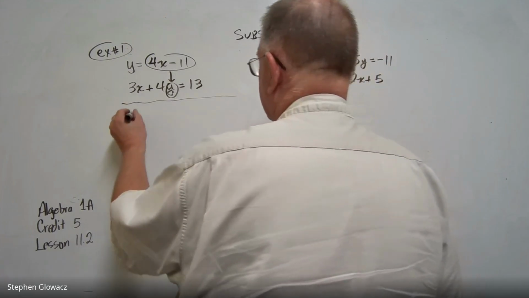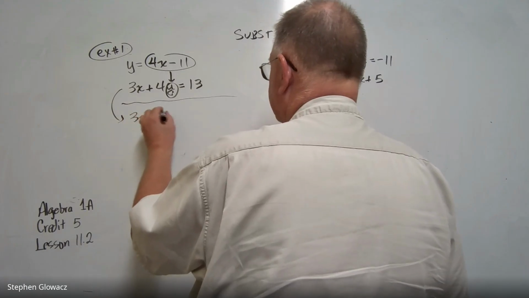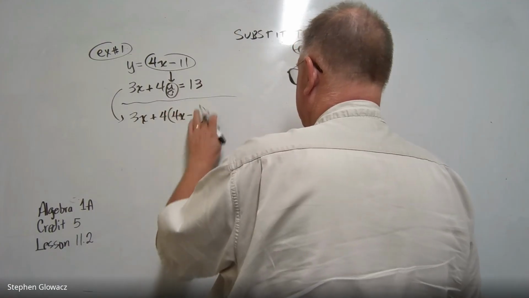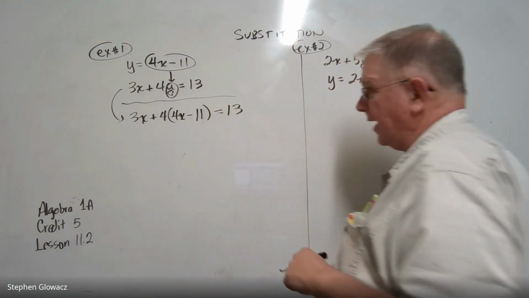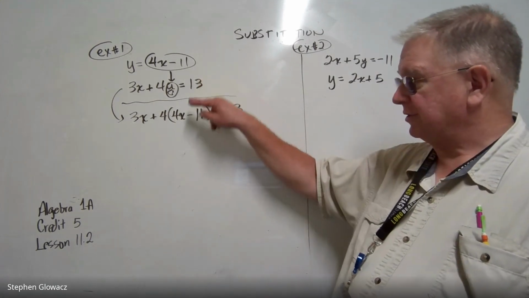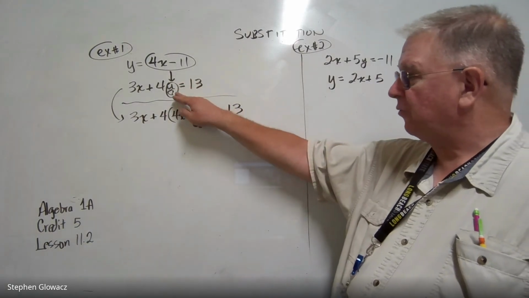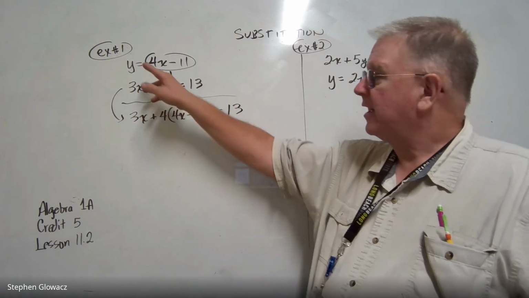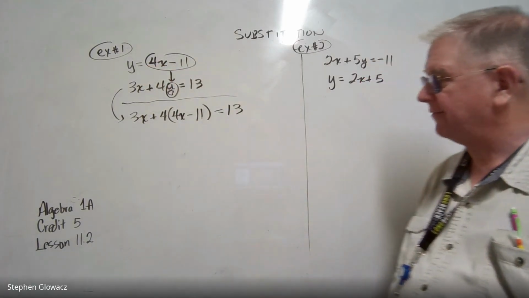We're just going to be copying down the second equation, but again, in place of y, we put 4x minus 11. Let's give ourselves a little more room there. You might want to pause or rewind the video just to make sure you understand that. All we did was copy down that second equation, except in place of y, we put the 4x minus 11. How come we did that? Because y is the same as 4x minus 11.